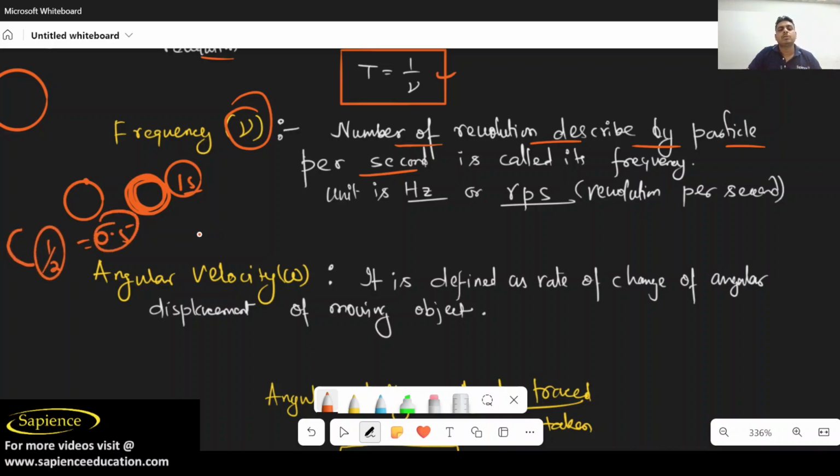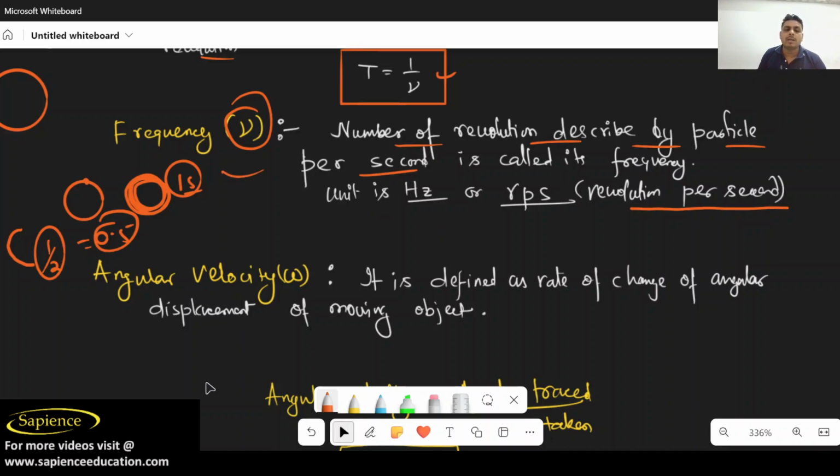I hope you have understood. Frequency means number of revolutions per second. It may be half, it may be 1/4, it may be 2, 4, 6, 10, or something else. So that is revolutions per second. In 1 second, how many revolutions did it take? Either it will be 0.5, 0.25, 1, 2, 3, anything. Okay, so I hope you have understood.